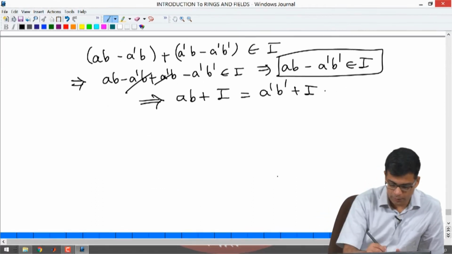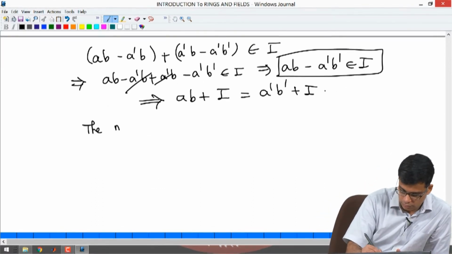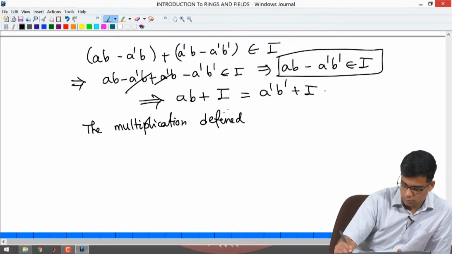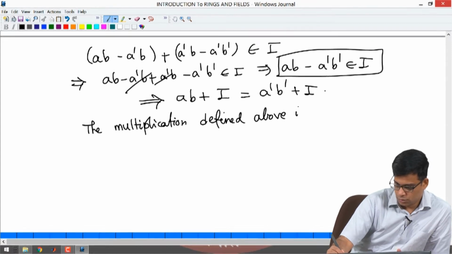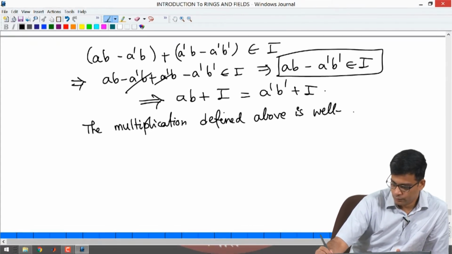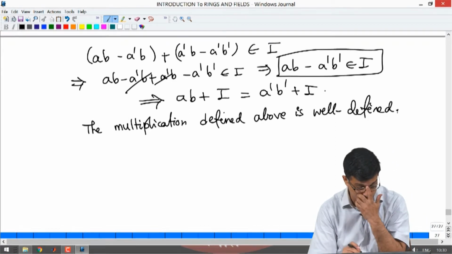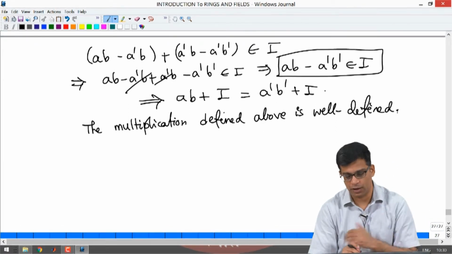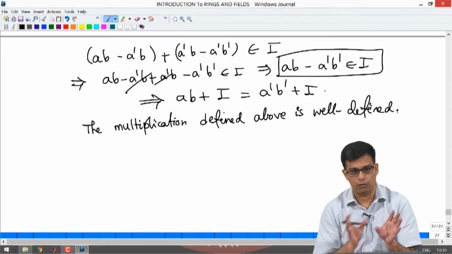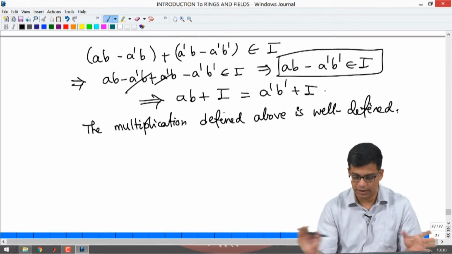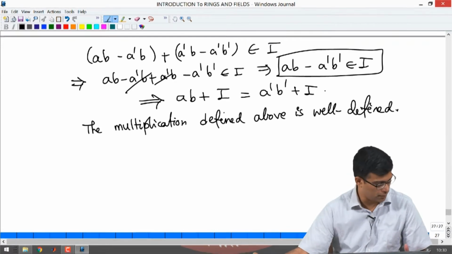Okay. So, the multiplication defined above is well defined, because I do not need to worry about which representative I pick. You pick a representative, I pick a representative, and when you multiply your representatives and I multiply my representatives, we get the same answer. So, multiplication above is well defined.